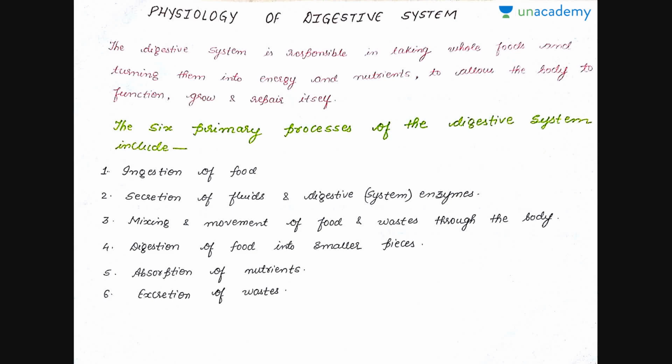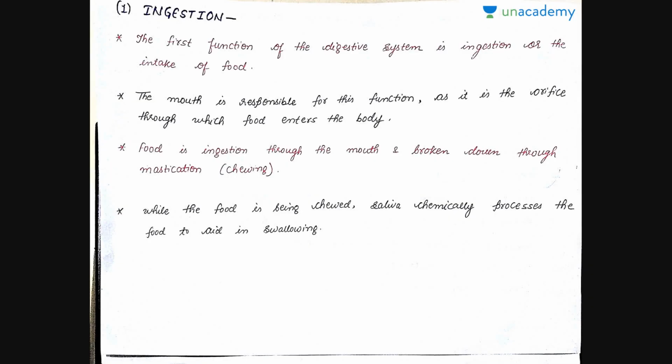There are 6 primary processes of the digestive system, which include: first is the ingestion of food, second is the secretion of fluid and digestive enzymes, third is the mixing and movement of the food and waste through the body, fourth is the digestion of food into smaller pieces, fifth is the absorption of nutrients, and lastly, but the most important one, is the excretion of the waste. Now we will discuss it one by one in short.